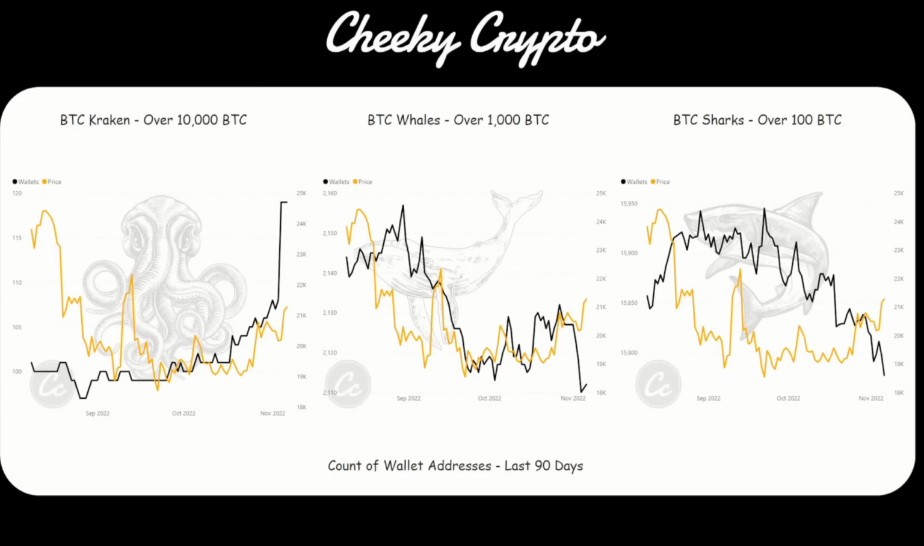We could, of course, talk about the wallets, and I talk about this every day on Twitch, but you can kind of see, the sharks, the 100 Bitcoin or more wallets are decreasing as price is going up. We have the whale wallets at 1,000 Bitcoin decreasing as price goes up, and we do have the Kraken size wallet increasing. This is the 10,000 Bitcoin wallet, right? This is increasing.